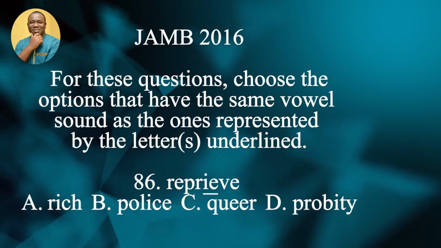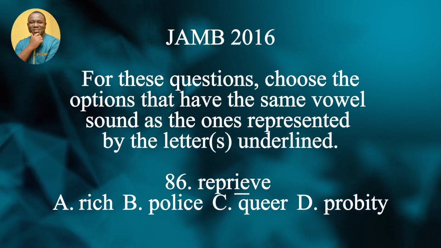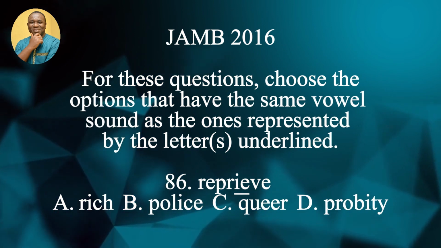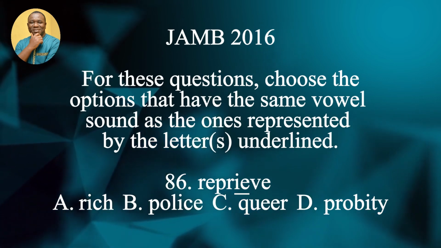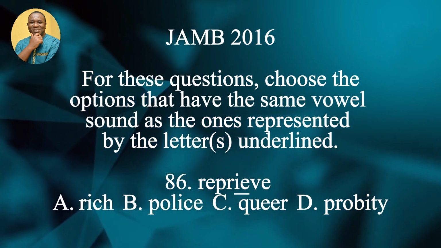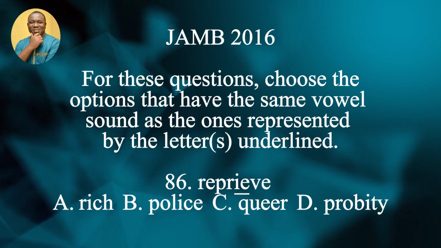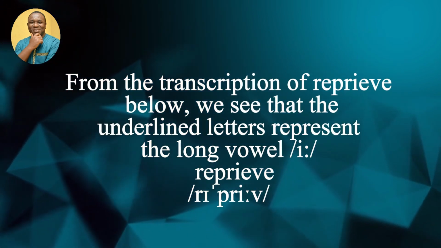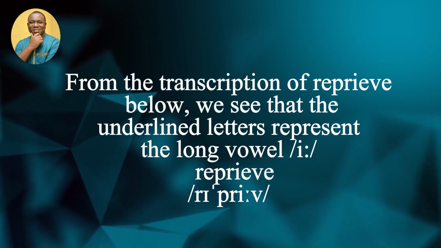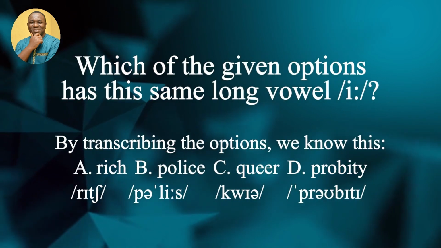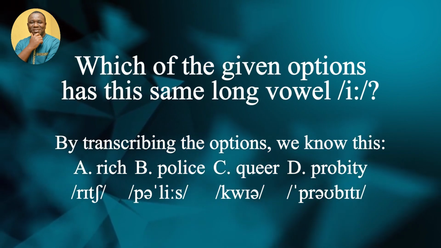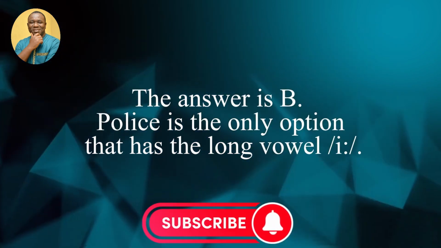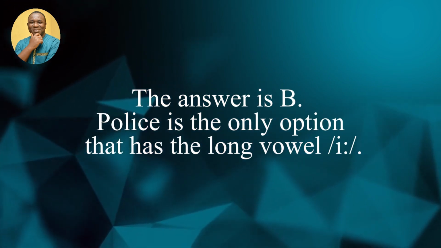The first one is a UTME question of 2016. The instruction is this: for these questions, choose the options that have the same vowel sound as the ones represented by the letters underlined. Reprieve. The options are rich, police, queer, and probity. From the transcriptions of reprieve below, we see that the underlined letters represent the long vowel E. So, which of the given options has this same long vowel? By transcribing the options, we can see this. The correct answer is B. Police is the only option that has the long vowel E.